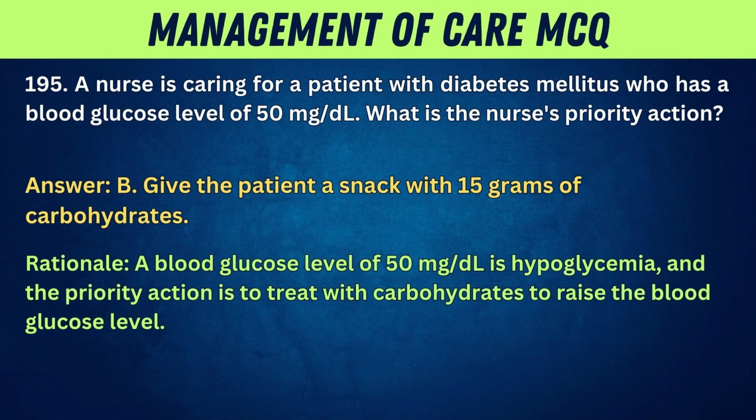Answer: B. Give the patient a snack with 15 grams of carbohydrates. Rationale: a blood glucose level of 50 milligrams per deciliter is hypoglycemia, and the priority action is to treat with carbohydrates to raise the blood glucose level.